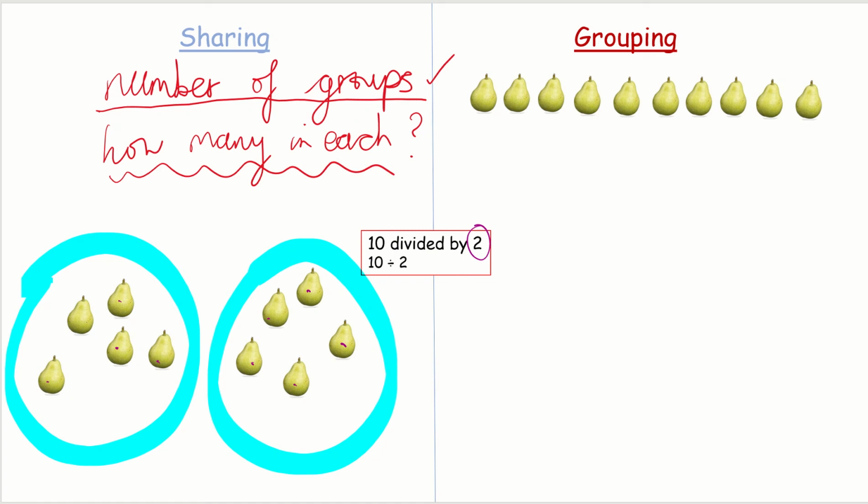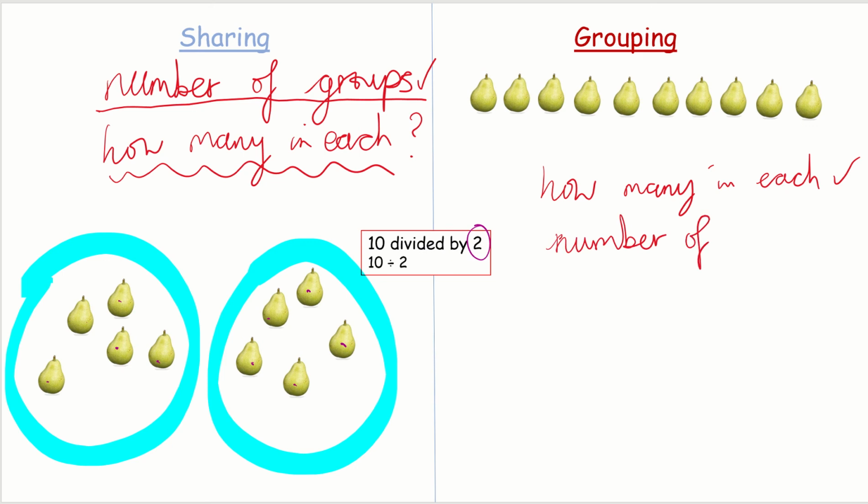Over with grouping on the other side, the different way of doing it, we do know how many are going to be in each, because we're going to put them into groups of 2. Not 2 groups, but groups of 2. But then we don't know the number of groups that we're going to be able to make. So it's like they swap round.